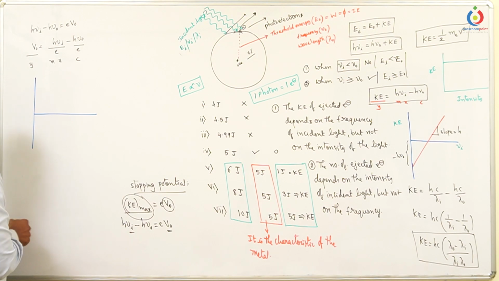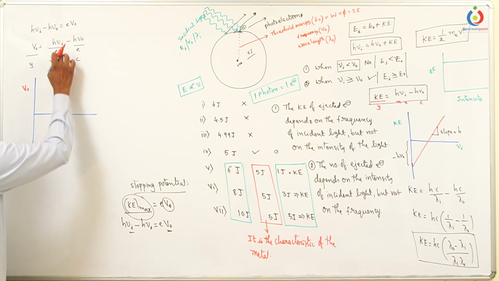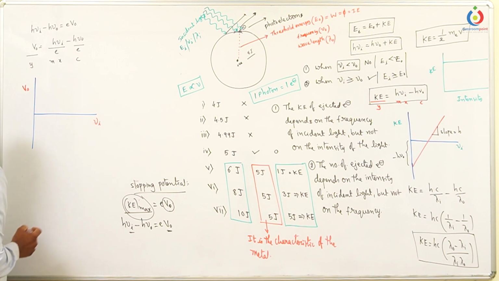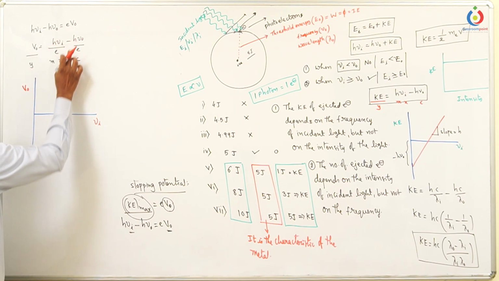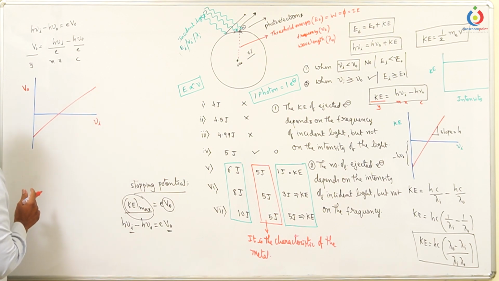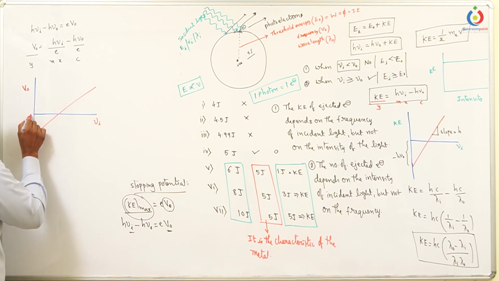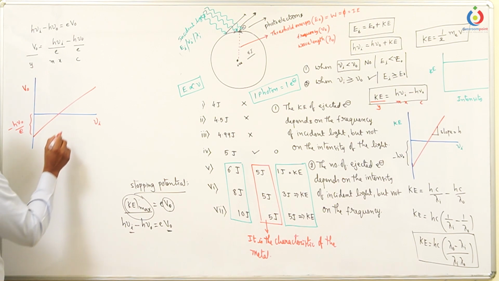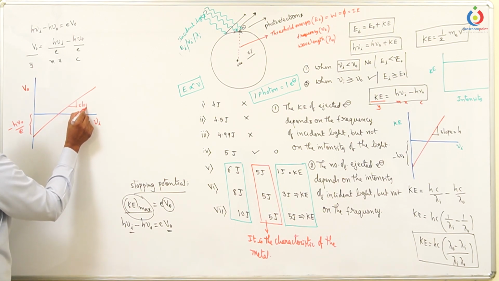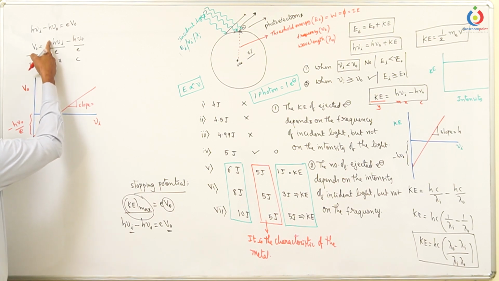Here, the graph parameters I am going to take: on the y-axis, the voltage to be applied, V0, and on the x-axis, nu i, that is the frequency of the incident radiation. The graph has a positive slope with a negative intercept, so the graph comes like this. Here the intercept value is minus h nu naught by e. And the slope value is equal to h upon e.